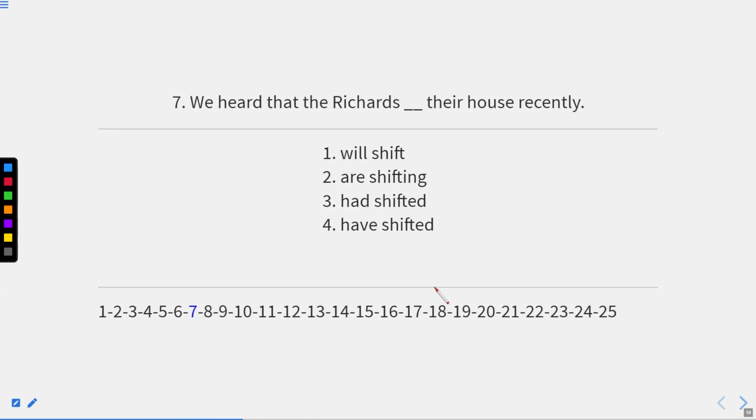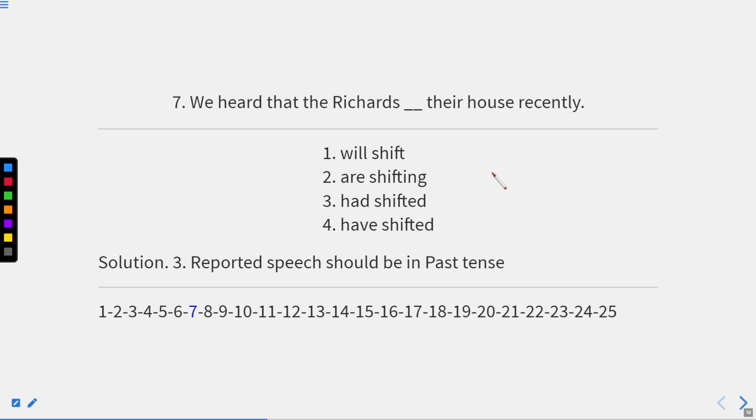Now let us move to the next one. That is 7th. We heard that the Richards dash their house recently. Now heard means past tense. Recently is basically used in perfect tense. So will shift, no, because will shift shows us the future, whereas this action has taken place. Are shifting, no, because they have done that work. Richards had shifted or have shifted. Now here the correct answer will be third, that reported speech should be in the past tense. We heard that the Richards had shifted their house recently.